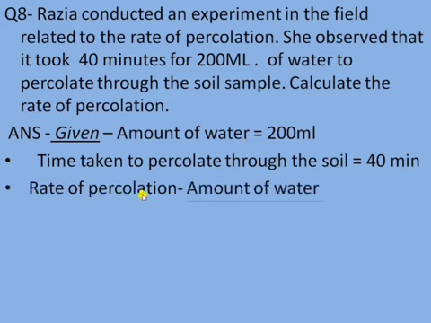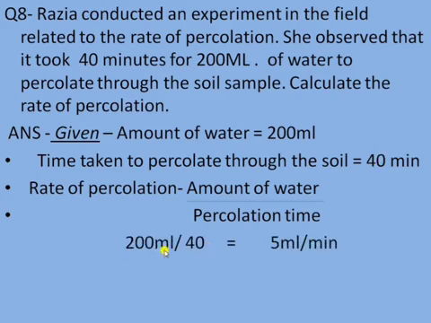The formula for the percolation rate is the amount of water divided by the percolation time. The amount of water here is 200 ml and the time taken to percolate through the soil is 40 minutes. So simply, 200 ml divided by 40 is equal to 5 milliliters per minute. That is the percolation rate, at which water is absorbed by the soil.